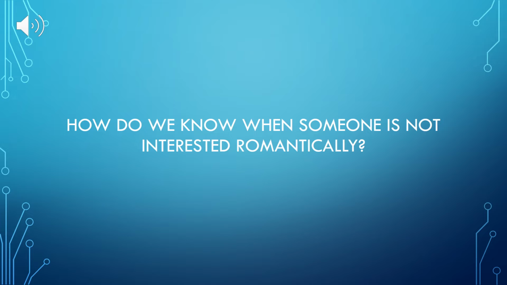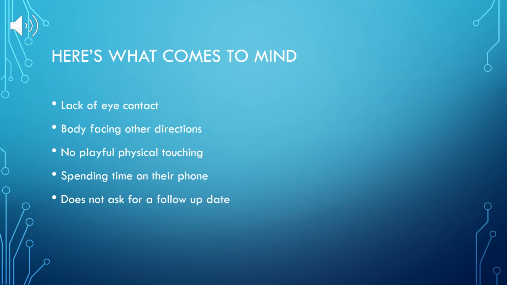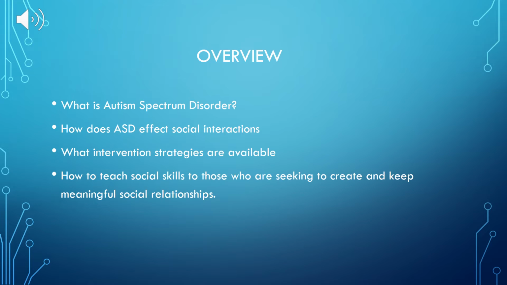Now that we know how to assess someone's level of interest, let's come up with some ideas on how we can understand if someone is not interested in us. I'll give you some time. Here's a list of things that come to mind when I think about dating cues if someone is not interested. Maybe their lack of eye contact, their body might be facing other directions, there's no playful physical touching, they might be spending time on their phone, and they don't follow up after the date is over.